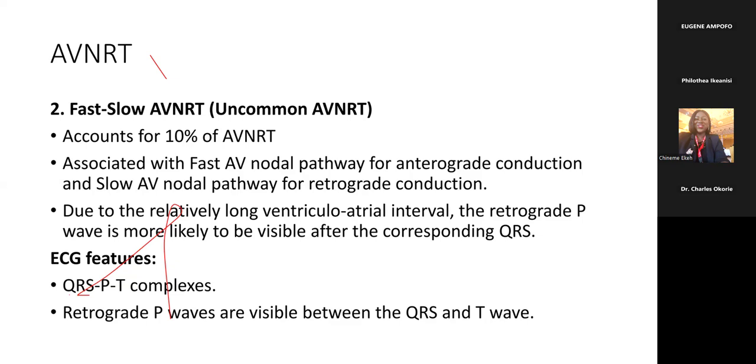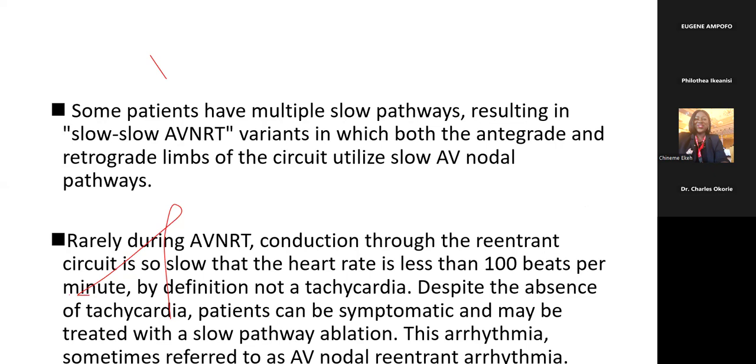In the next slide, some patients have multiple slow pathways resulting in slow-slow AVNRT variants, in which both the antegrade and the retrograde limbs of the circuit utilize slow AV nodal pathways.